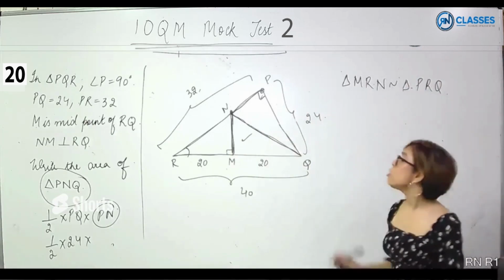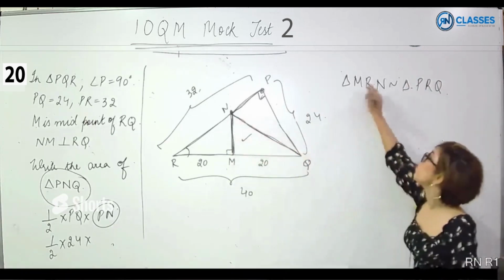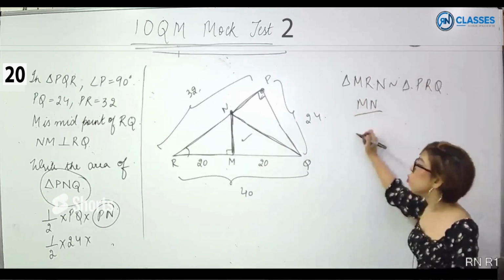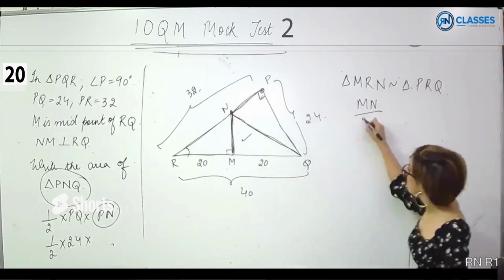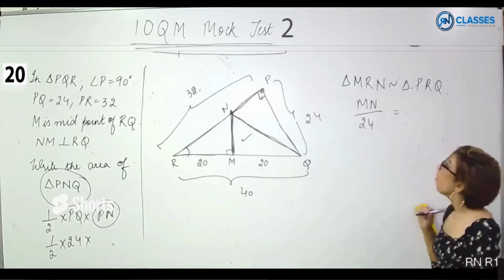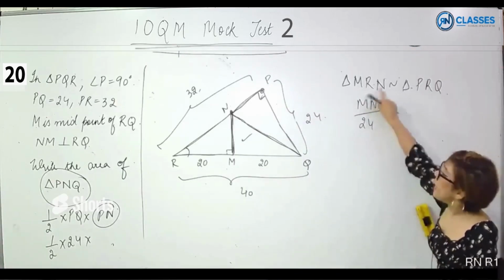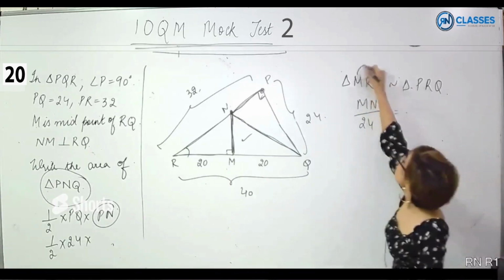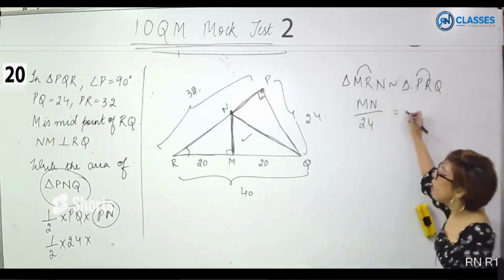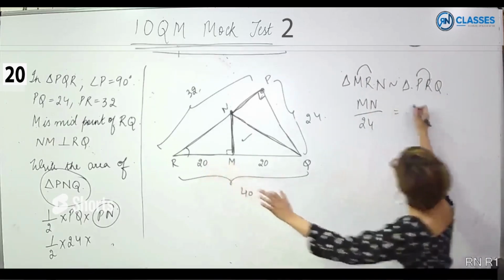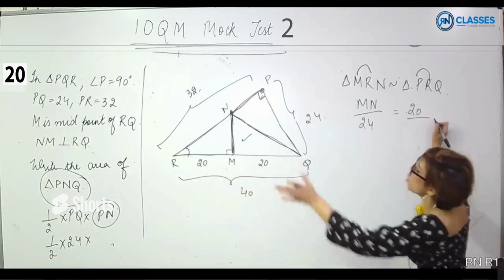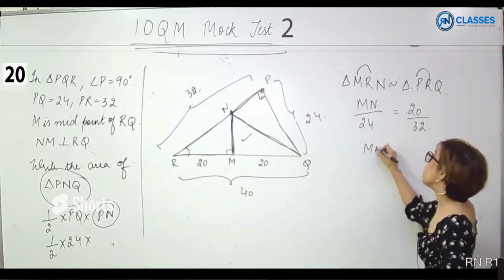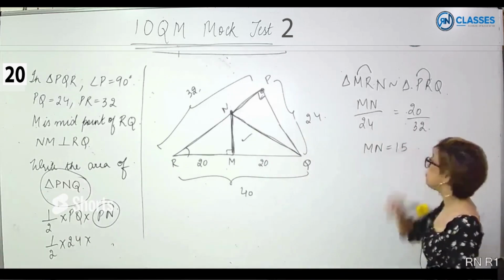Right? Now, I am interested in NM, so that means this one. So, MN divided by PQ. Do I know the length PQ, which is 24? Yes. Is equal to. Now, which length do I know? RN? No, I do not know. MR? Yes, I know. So, I will use this, MR by PR. MR is nothing but 20 divided by PR, which is 32. Right? From here, you can get the value of MN, which is nothing but 15.